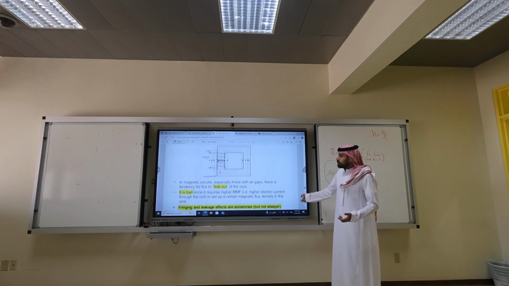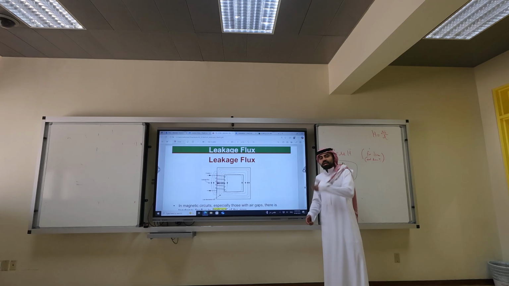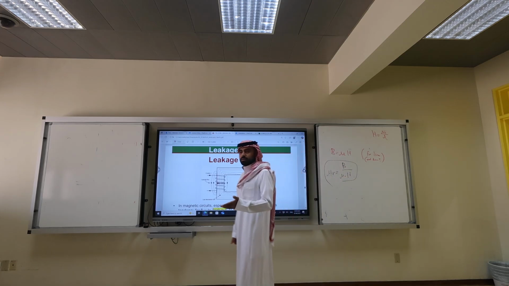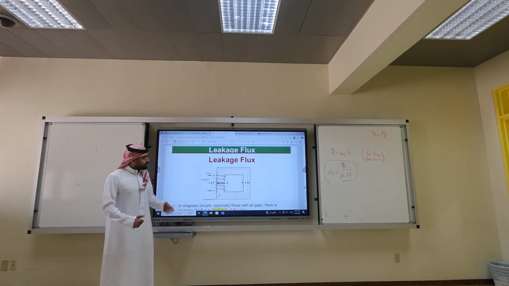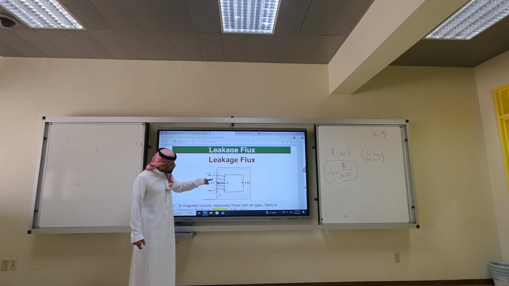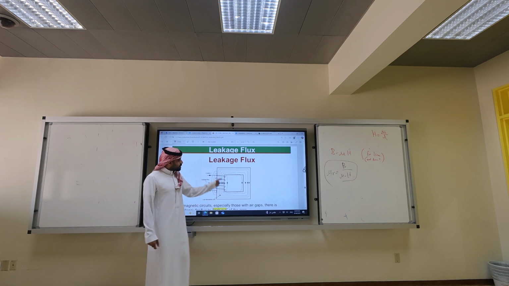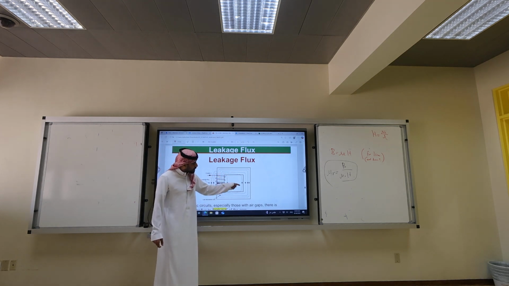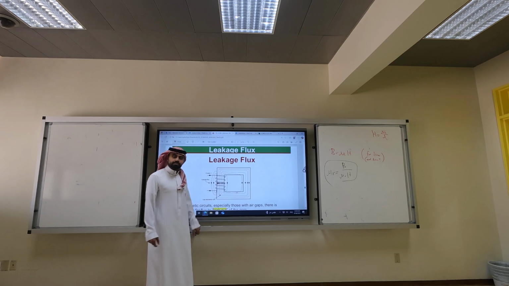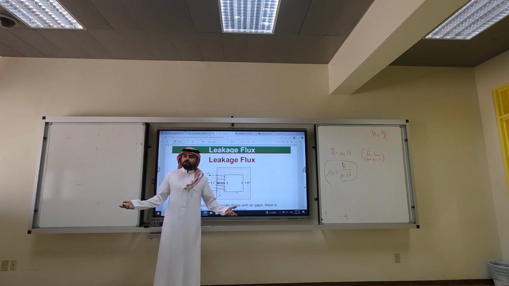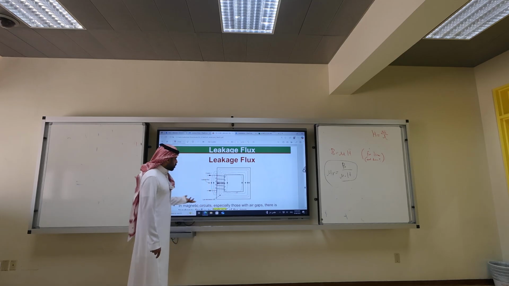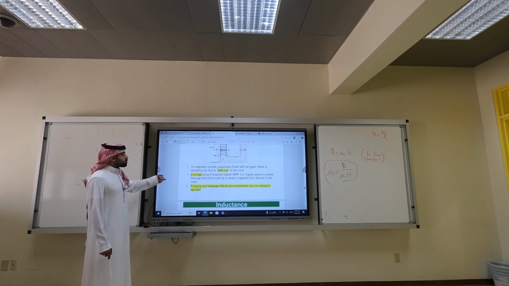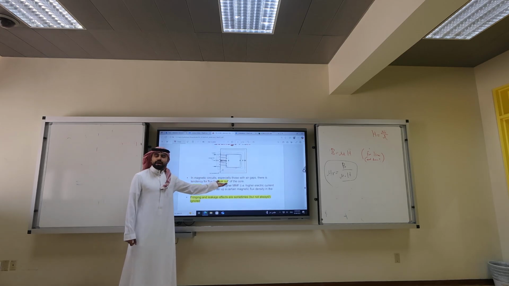Unfortunately, it's not only that, we have also leakage somewhere else. Of course, the worst is at the air gap, but even around the coils, some of the flux would leak and come back. Some of the flux would go here and leak, maybe try to come back here. Unfortunately, we don't know how to calculate them. We need to run simulations, experiments, calculations. It's beyond the scope of this course. The only thing you need to know is that they are named leakage because they leak out.